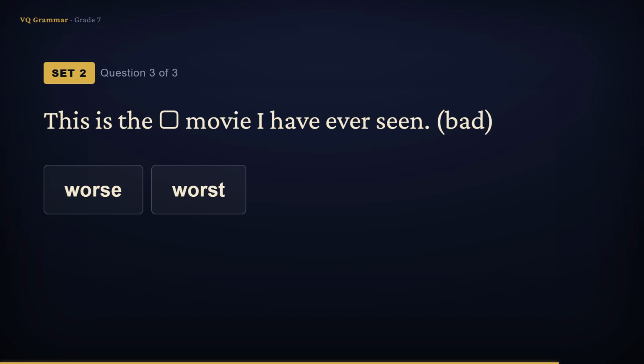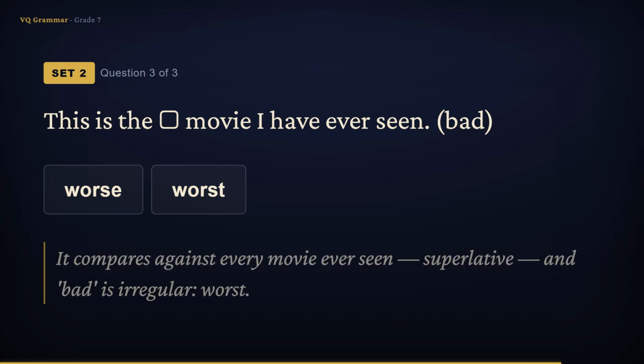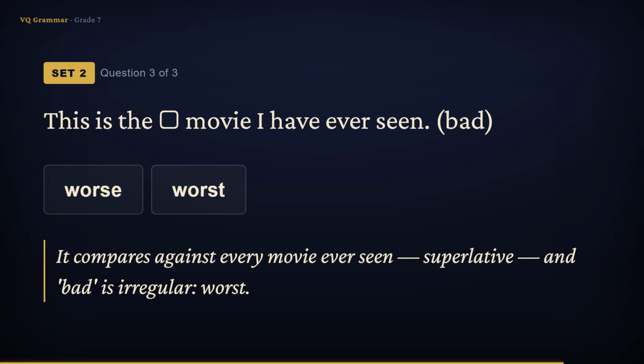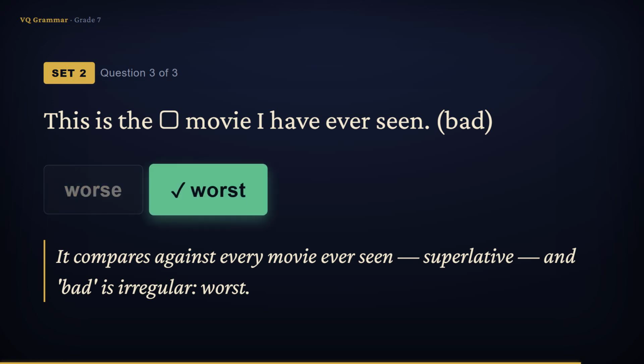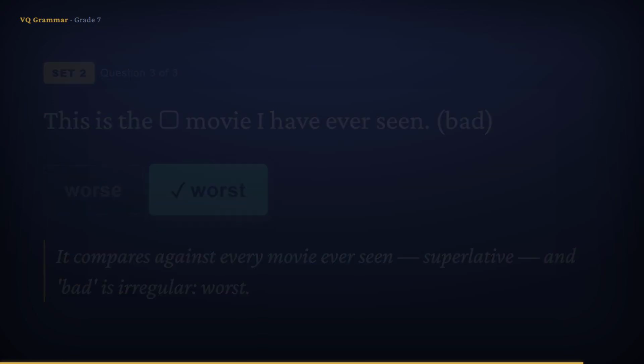This is the blank movie I have ever seen. The phrase ever seen means we're comparing this movie against all the movies in the world, a huge group. So we need the superlative. And bad is one of our irregulars. Its superlative isn't baddest, it's worst. So the answer is worst.